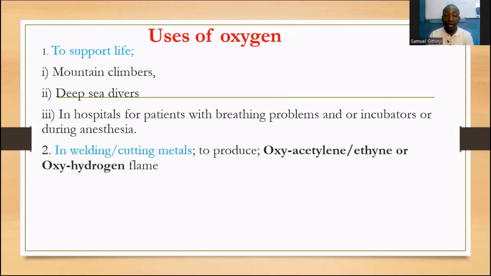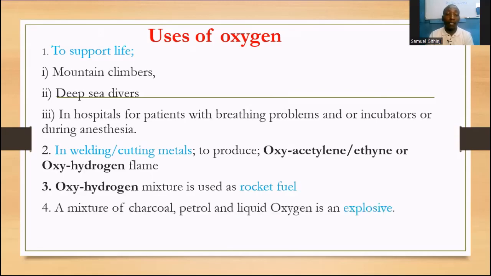Then there is welding and cutting of metals. We make what you call the oxyacetylene flame or oxyhydrogen flame, a very hot flame that can reach temperatures over 2000, used either to cut metals or in welding. So my student, you should know that. Then the oxyhydrogen flame can be used as part of rocket fuel to propel a rocket. A mixture of charcoal, petrol, and liquid oxygen can be used as an explosive. Oxygen can also be used in the refinery of steel.